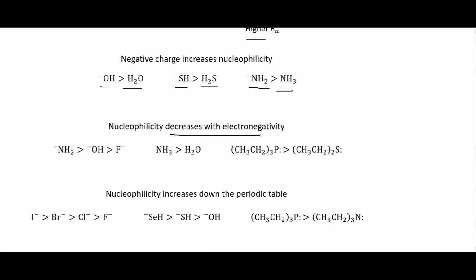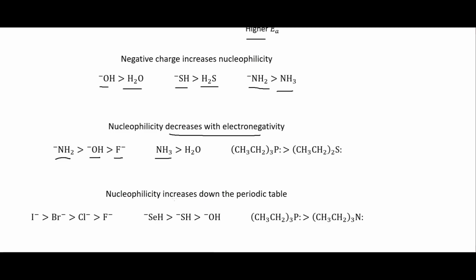And that's because when you have a more electronegative atom, it's going to hold on to its lone pair more strongly than something that is going to be less electronegative. And so we see that this is going to be a stronger nucleophile than this hydroxide, which is going to be stronger than this fluoride here. And so as the electronegativity increases, nucleophilicity decreases.